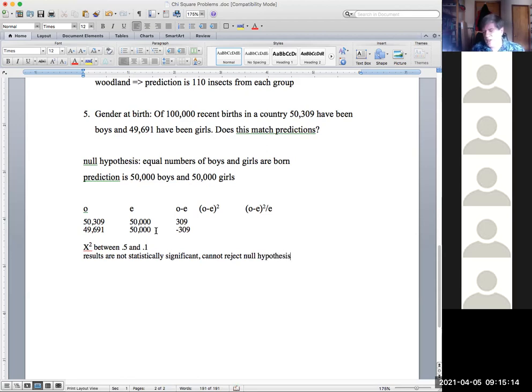Now, remember what we said, you can't say that you accept the null hypothesis, because all we really know from this particular experiment is that this null hypothesis isn't rejected with this data. Maybe if instead of 100,000 births, we had looked at 1,000,000 births and we had the same ratio of boys and girls, that might be enough to reject this.